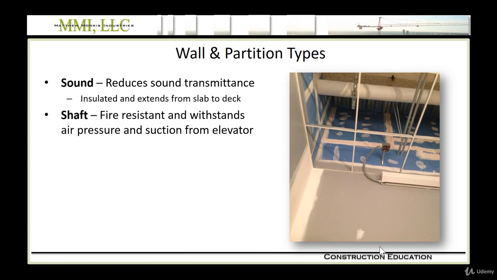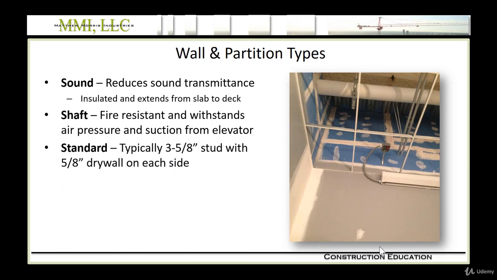Another option would be a shaft wall. So if your elevator shaft was not built out of concrete or masonry, then it's probably built out of some cold form material, and you would call that a shaft wall. And a shaft wall is fire resistant, and it also withstands air pressure and suction from the elevator. You can imagine an elevator moving by really quickly would want to pull the drywall off the wall. So a shaft wall is usually an inch thick drywall, and it's a pretty burly assembly.